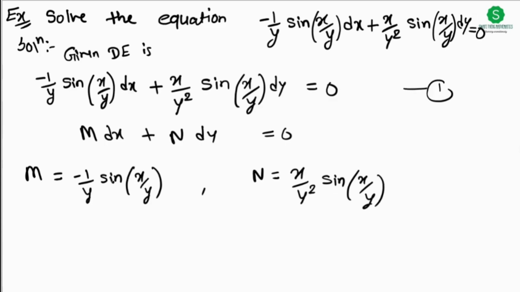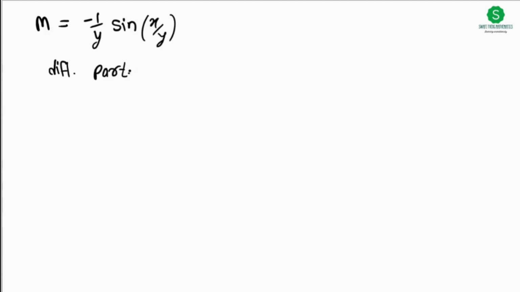In the next step, we have to check whether our given differential equation is exact or not. For that, we have to differentiate m and n partially. So I will write this m on the next page. Our given m is minus 1 by y sine x by y, and m is the coefficient of dx, so we have to differentiate this partially with respect to y, using the product rule for differentiation.